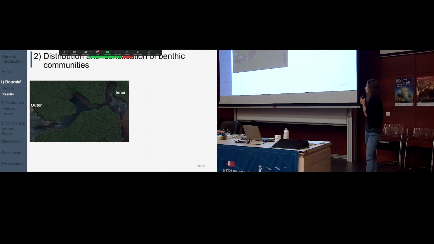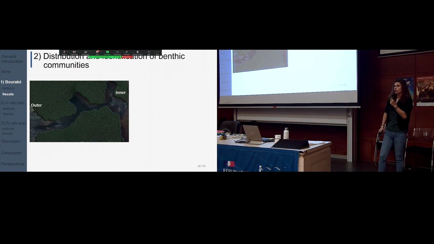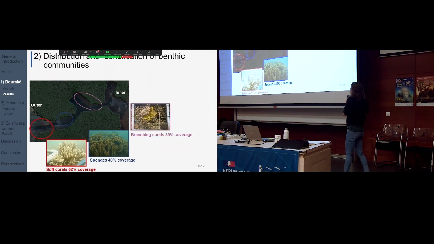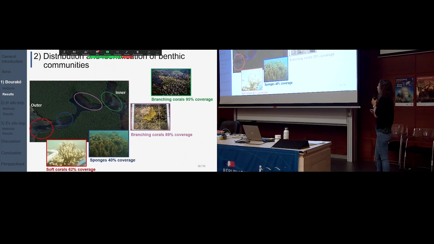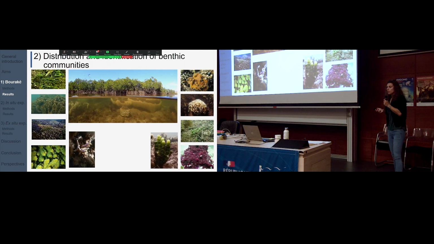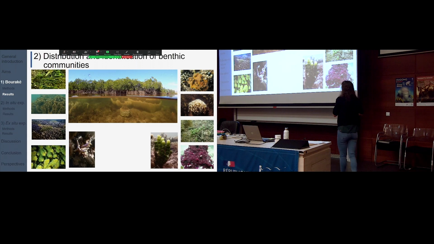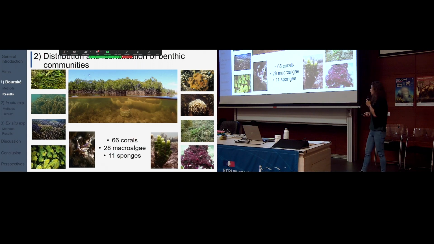Looking at the benthic community distribution, I found some differences in the main biotic components from the outer to the innermost part of the lagoon. The outer lagoon is mainly characterized by soft coral, followed by sponges in the middle, and branching coral in the first pool and the innermost part of the lagoon. Despite the extreme environmental conditions of Bouraké, I found a high biodiversity, and I identified 66 species of corals, 28 species of macroalgae, and 11 species of sponges.